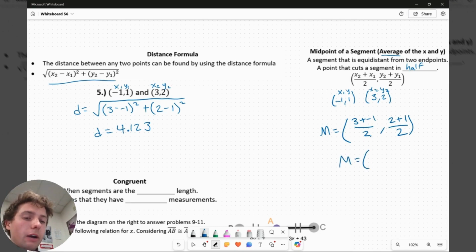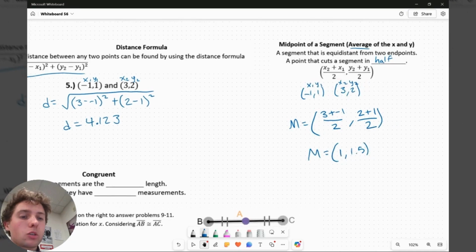When you type this in your calculator, only type in one of the fractions at a time. You cannot type in this entire thing. But when you do so, 3 plus -1 over 2 comes out to 1. The other one comes out to 1.5. That point would be in the direct middle of those 2 other coordinates. It cut the line in half that is formed between them.